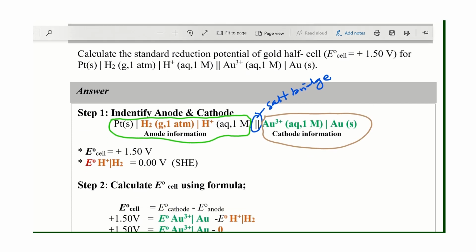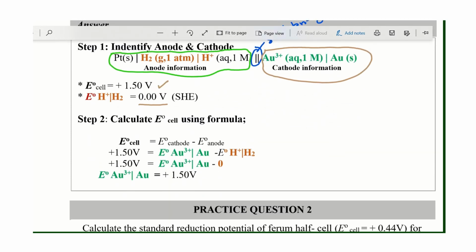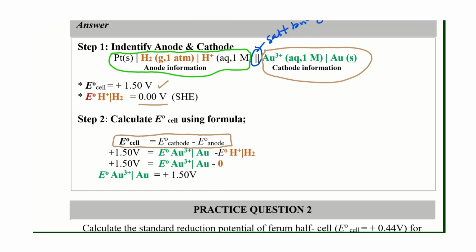After that, we know the information given: we have E°cell and then E° hydrogen. E° hydrogen is 0.0 volt, and this value comes from the standard reduction potential table. Next, we calculate E° gold according to this formula: E°cell equals E°cathode minus E°anode. So we substitute all the information given into the formula.